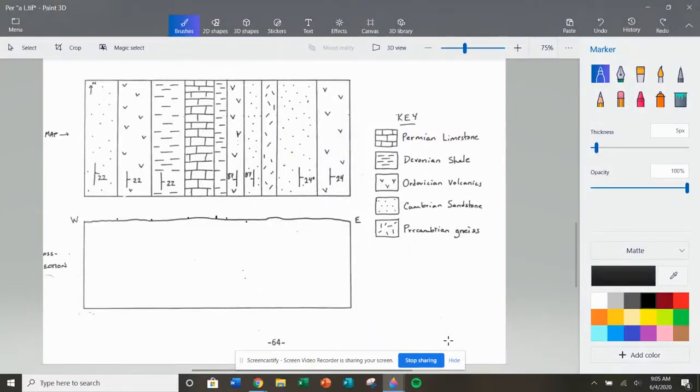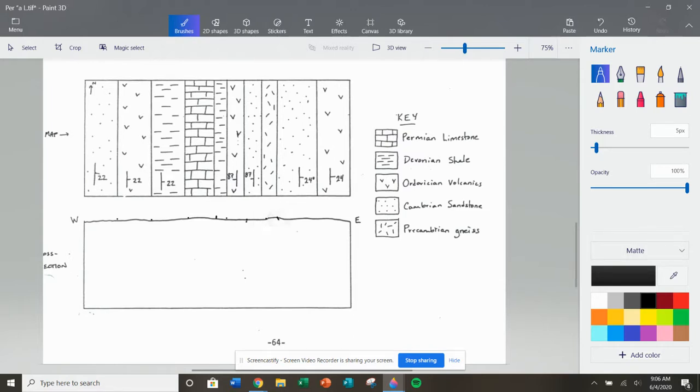Okay, I'm going to just show you guys how to do a cross section here. What I want to do first is take a look at the one on page 64, and notice that I've started to write in where the contacts are. I've made little dots at the top of my cross section. I'll just continue to do that.